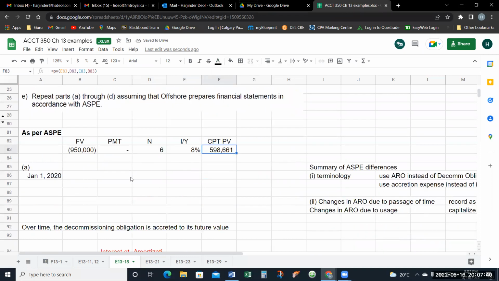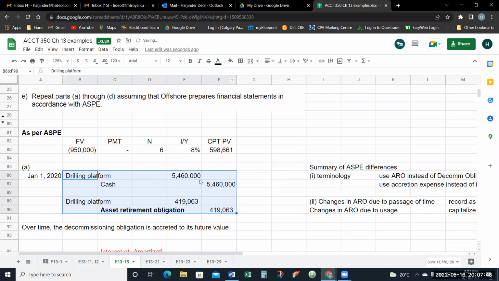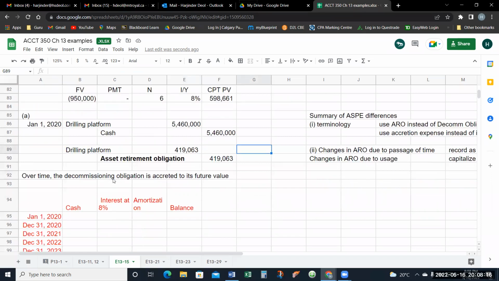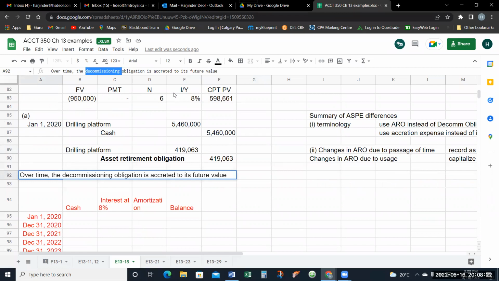598,661. So under ASPE, we will record the drilling platform for the cash paid, $5,460,000. And then 70% of 598,661, 70% of that number, because it's related to the cost of acquiring the drilling platform itself, we debit to the drilling platform and credit asset retirement obligation. So that's one tiny difference. Under ASPE, we use the term ARO.